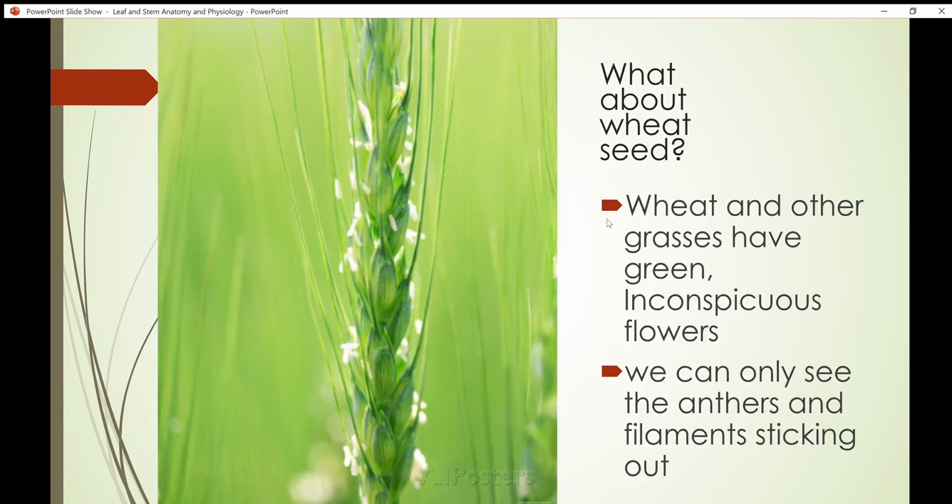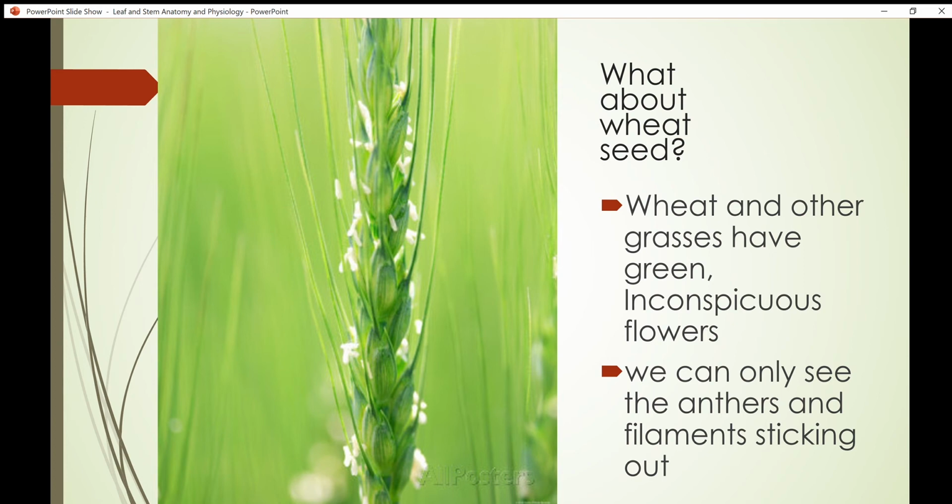So what about wheat seeds? Wheat and other grasses have green inconspicuous flowers. We can only see the anthers and filaments sticking out. So this would be a picture of a blooming wheat plant. Okay? And we can see these little white projections. Those are the anthers and the filaments. The filaments are making it able for us to see the anthers sticking out of them.